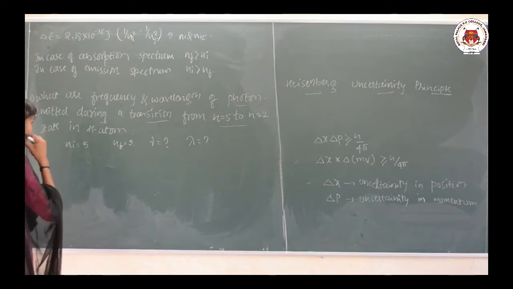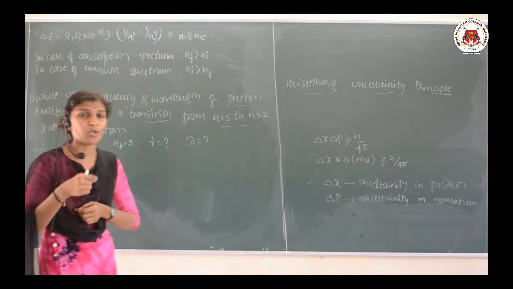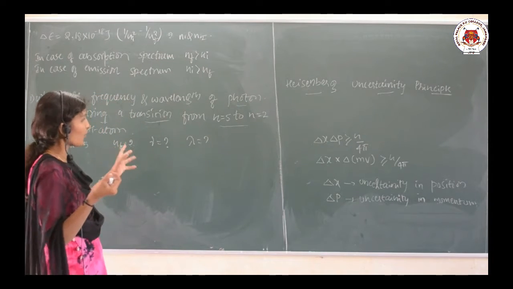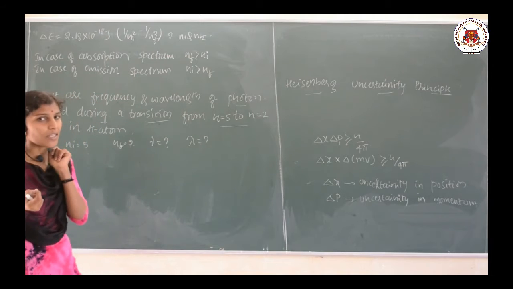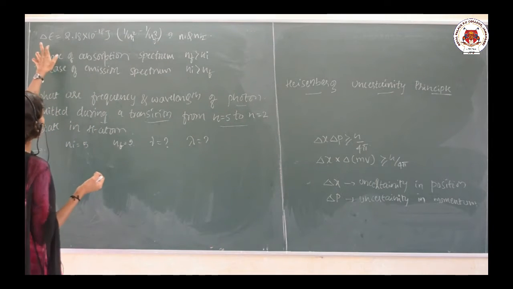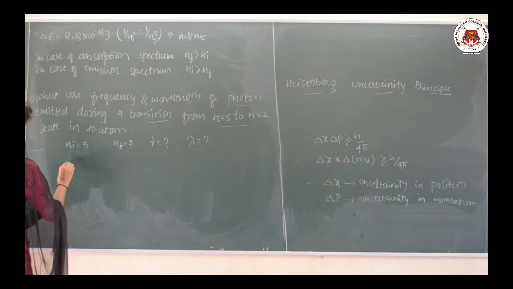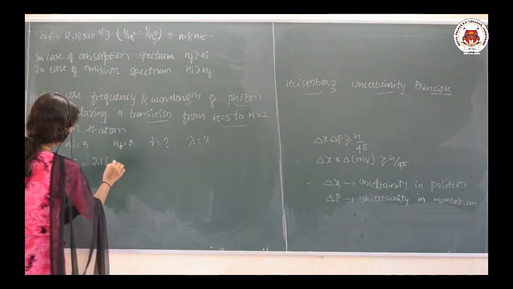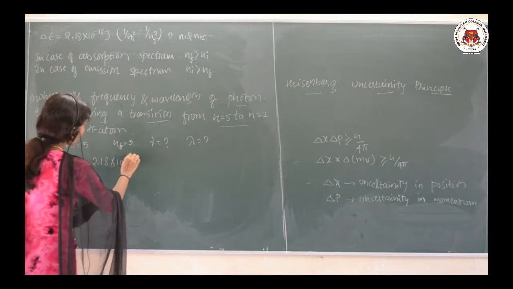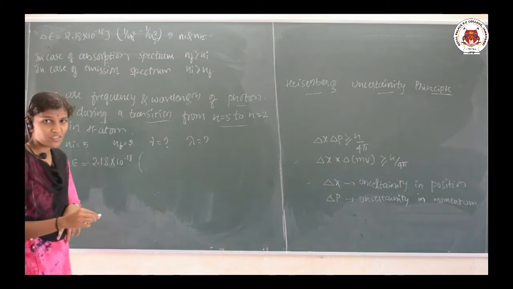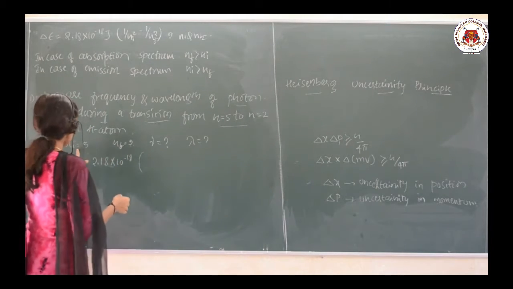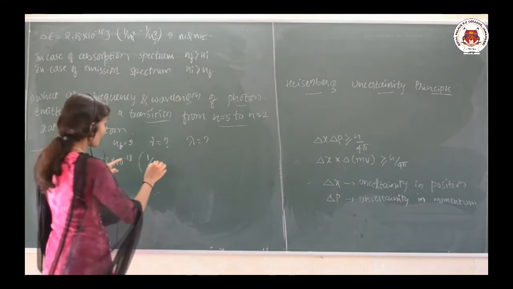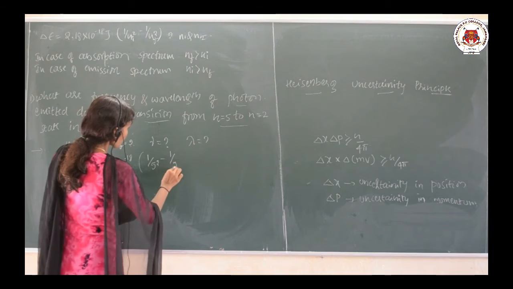If we know the energy, then only we can find out the frequency. If we know the frequency, then we can find out the wavelength. So let us first calculate the energy. We have the formula delta E is equal to 2.18 into 10 to the power minus 18 into bracket 1 by ni square, where ni is 5, so 1 by 5 square minus 1 by 2 square.